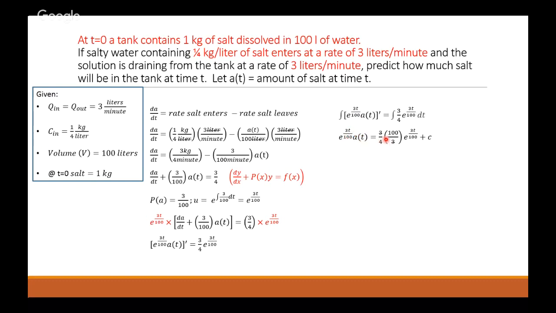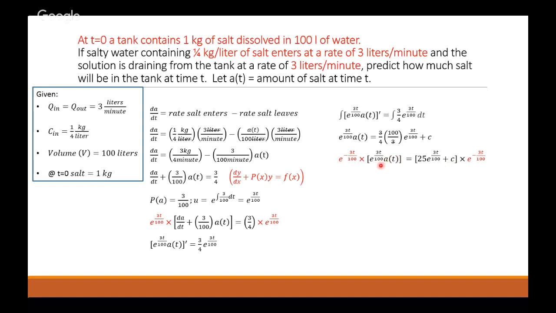It's equal to 3/4, which was just the constant, times 100 over 3 times e raised to the 3t over 100 plus the constant of integration. And you see our 3's are going to cancel out, and then 100 over 4 is just 25. And then we also divide by our integrating factor from both sides. What this step does is it solves our equation explicitly in terms of how much salt there is, or the rate that the salt is actually changing.